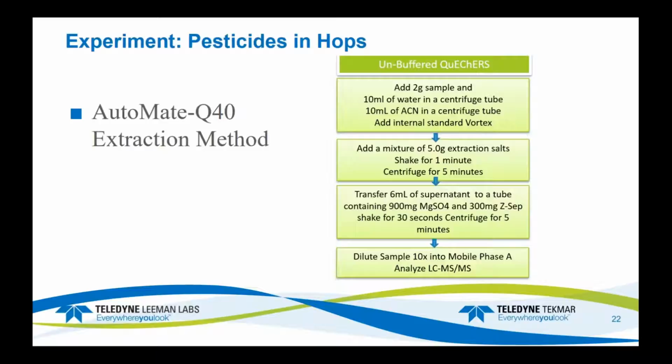Then we shook the sample for 1 minute, centrifuged it for 5 minutes. Then we took 6 milliliters of that supernatant to a cleanup tube, which had 900 milligrams of magnesium sulfate and 300 milligrams of an aggressive cleanup Z-Sep. Then we shook that for 30 seconds, centrifuged for 5 minutes. From there, we diluted 10x into our mobile phase, and then we took it to our LC-MS/MS for analysis.